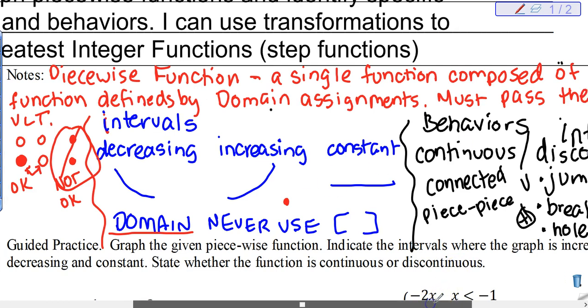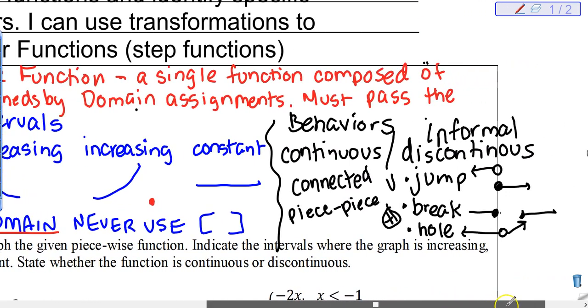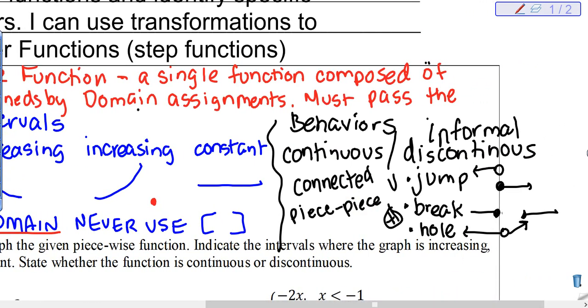Then the last thing I want to talk about is one of the behaviors, and I'm just going to rewrite this.